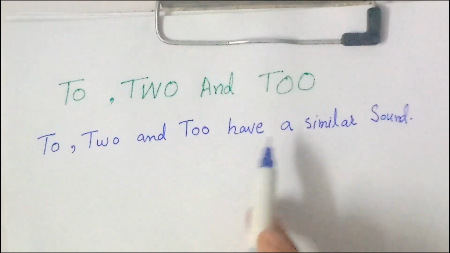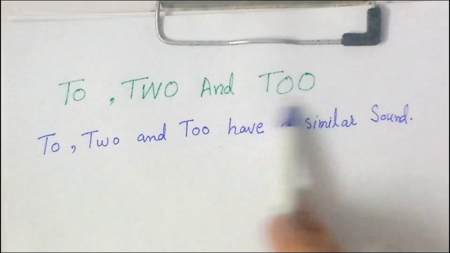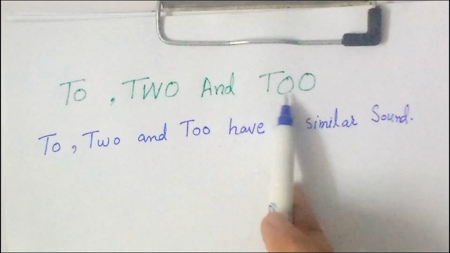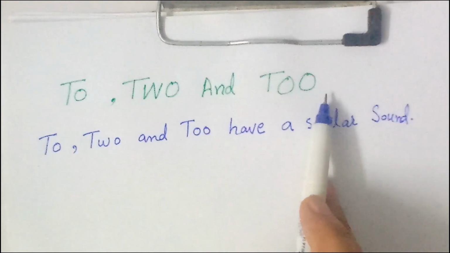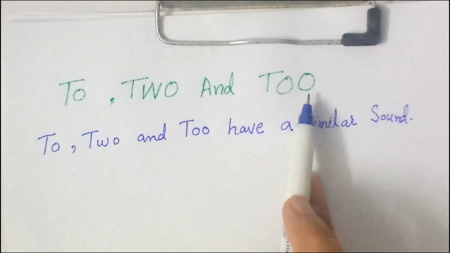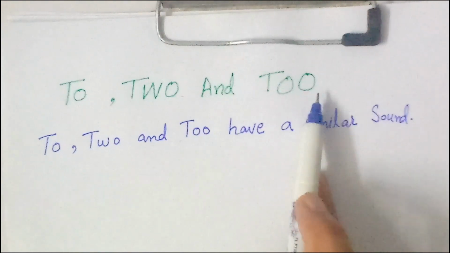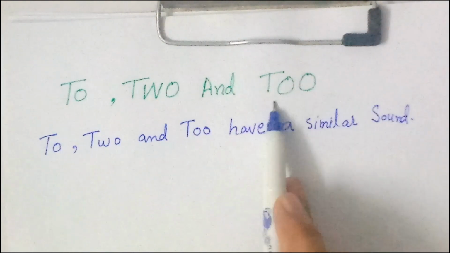Now, let's understand what these three twos are used for. This "two" with the spelling T-O-O is an adverb. It can be used to replace words such as additionally, as well, excessively. Whenever you are using those words, you can use "too".